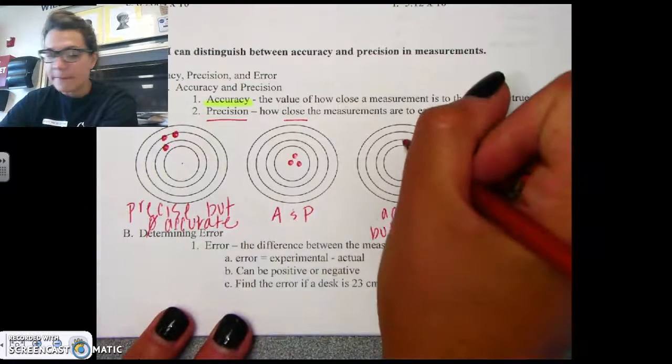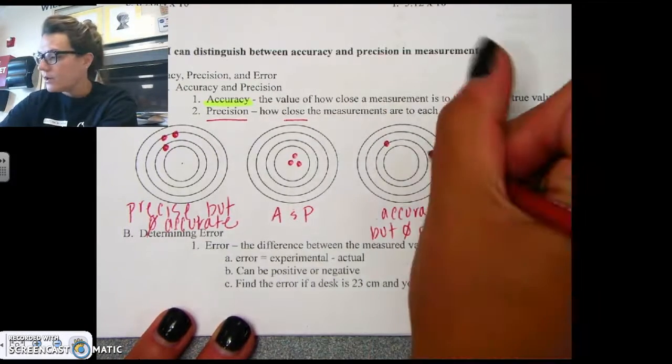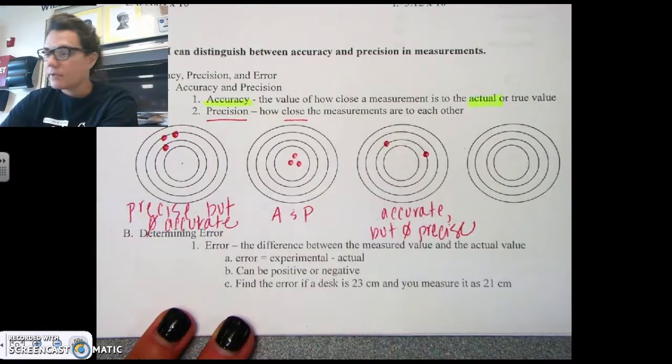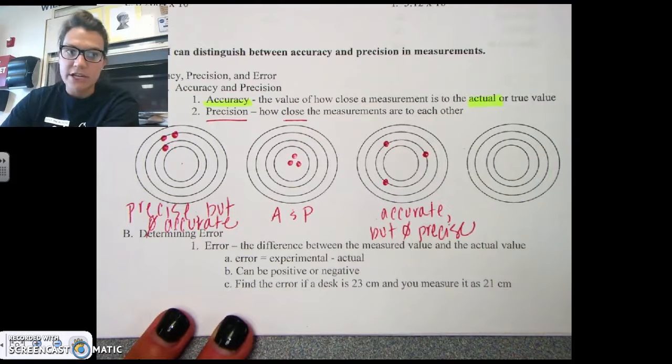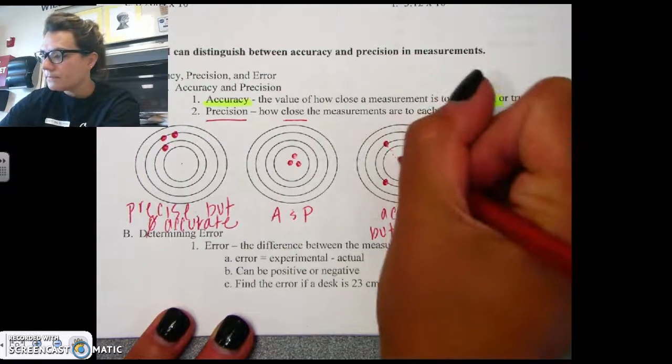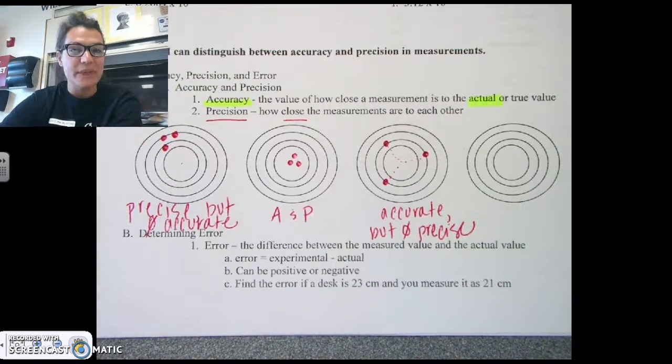So let's look at what that looks like. That would be like me hitting a dart here, a dart here, and a dart here. They're not precise because they're not touching each other or close to each other, but if I was to take the average of those 3 darts, they would hit the center of the bullseye. So these darts are accurate, but they're not next to each other, therefore they are not precise. That one's a little bit more difficult to understand, so if you have questions about that during class, please let me know.